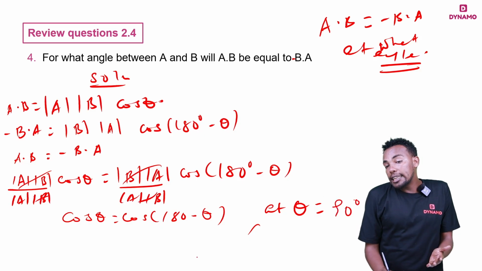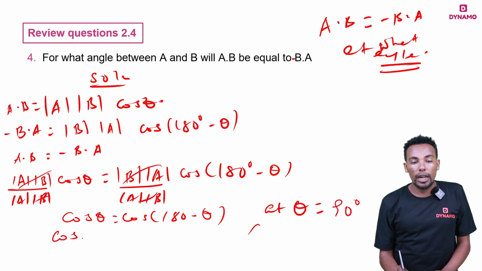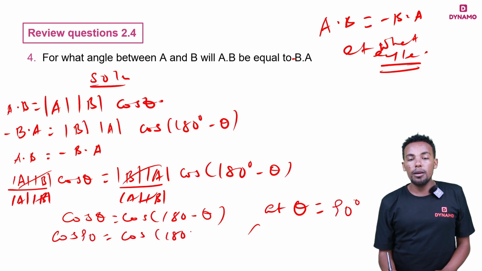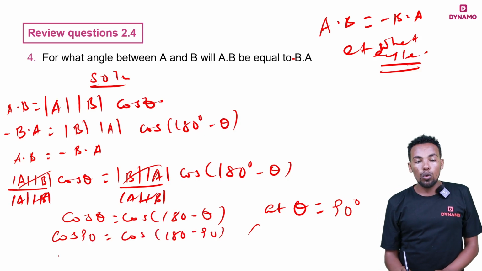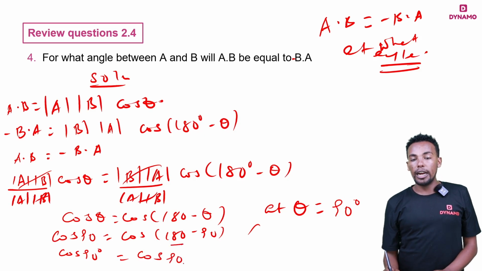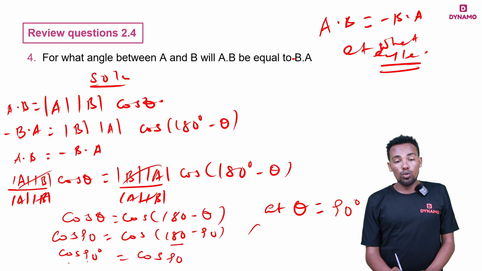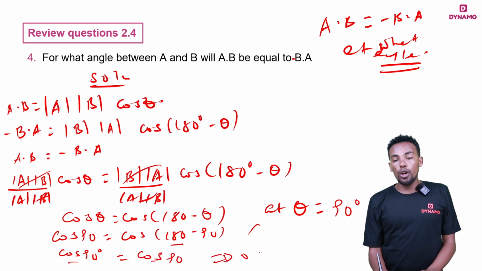If theta is 90 degrees, what happens? They become equal. Why? Cos of 90 is equal to cos of (180 minus 90). What is this? Cos of 90 is equal to cos of 90, which means 0 is equal to 0.